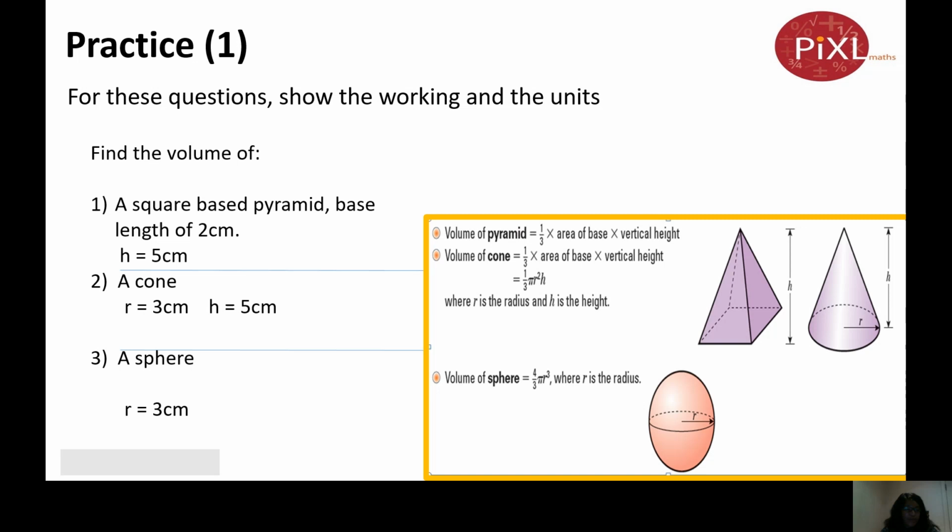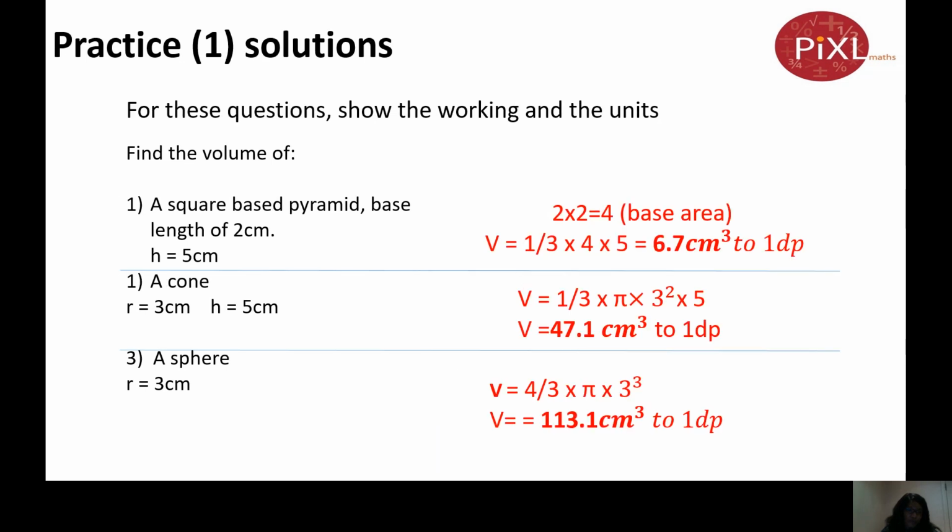Okay, so the time is up now, and I'm going to show you the answers so you can mark your work. Okay, so for the square base pyramid, this is the answer for the area. And then to find the volume, we do 1/3 of that area times the height. That gives us 6.7 centimeter cube.